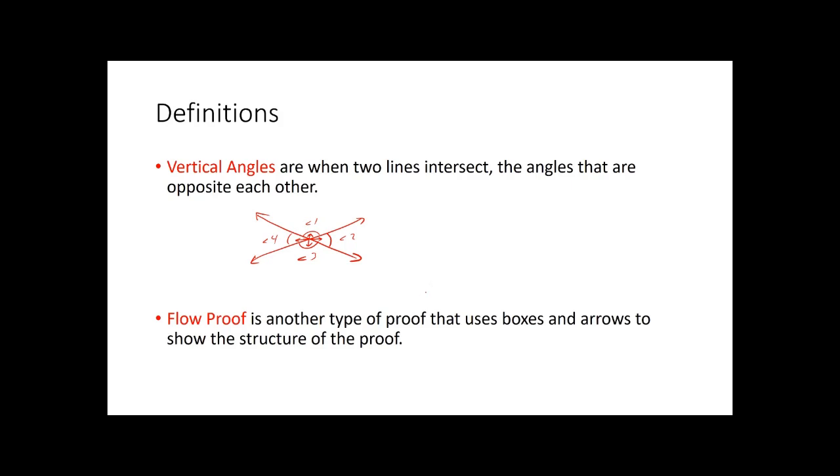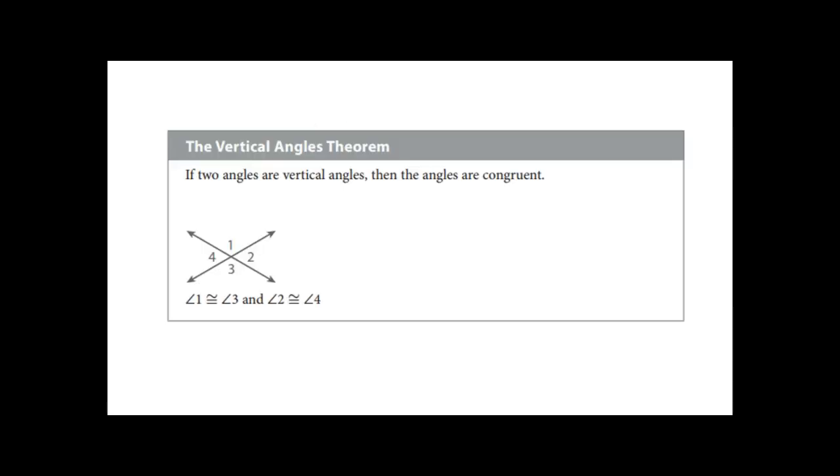A flow proof is another type of proof that uses boxes and arrows to show the structure of the proof. I'll show you one today. Basically, we make our statement, and we explain why, given. Then it goes to your next statement, and then your reasoning. Maybe it's a theorem. That's basically what you're doing with a flow proof. That's the general idea. I didn't really do those in college, but I'm going to show you an example and we'll play around with it as we go through. We usually use paragraph proofs or table, T-chart proofs.